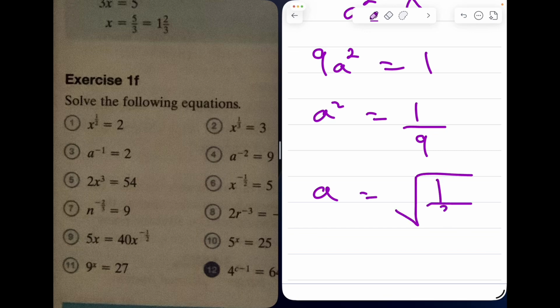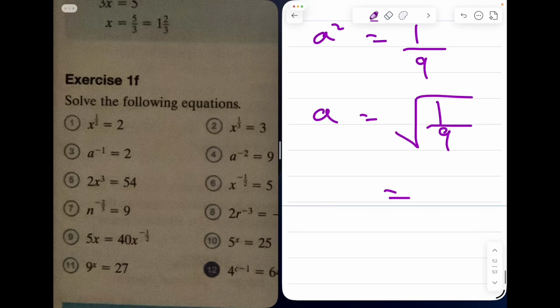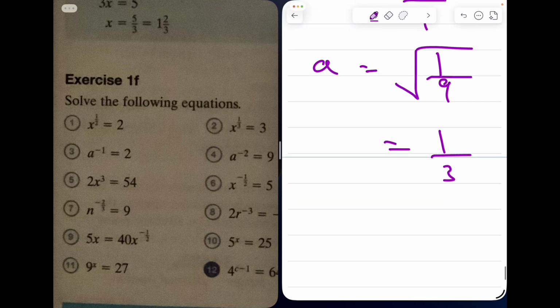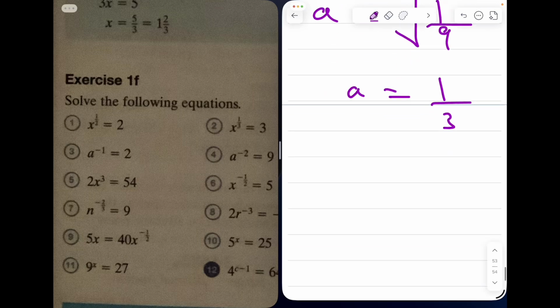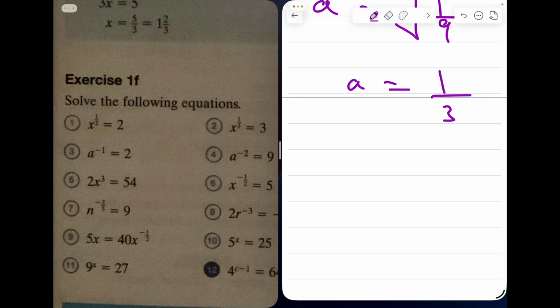And that simply means a will be equal to the square root of 1 over 9. If you find the square roots of both sides, the square root of a squared is a, and the square root of 1 over 9 is 1 over 3. Square root of 1 is 1, square root of 9 is 3. Now, that means a is equal to 1 over 3. We go to number 5. 2x raised to power 3 is equal to 54.